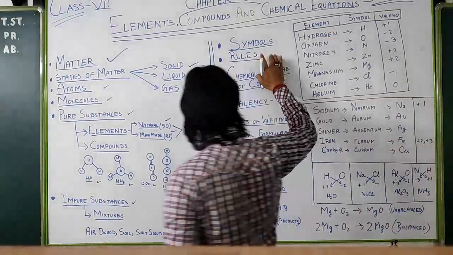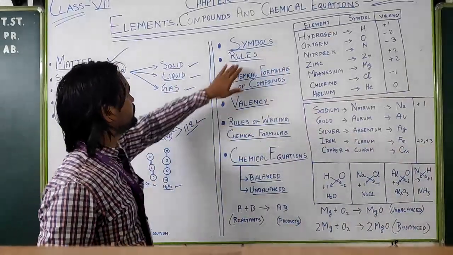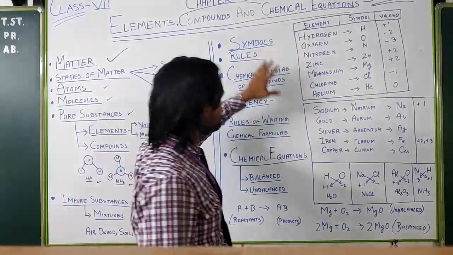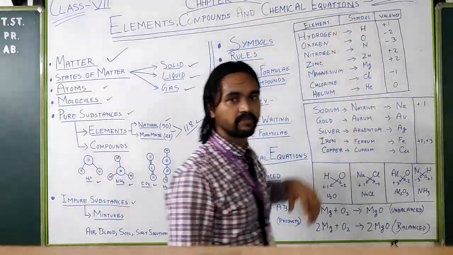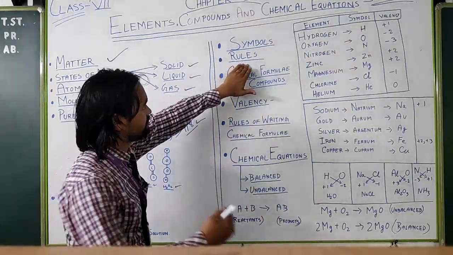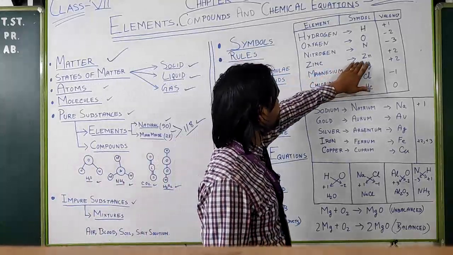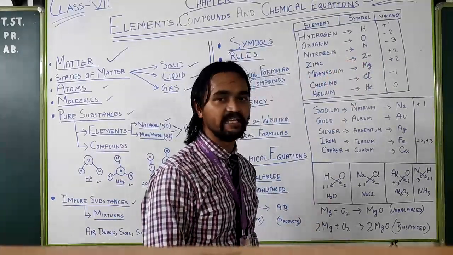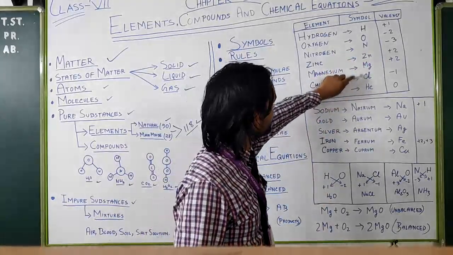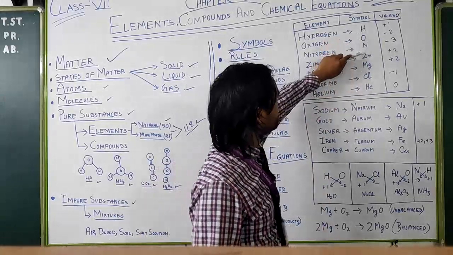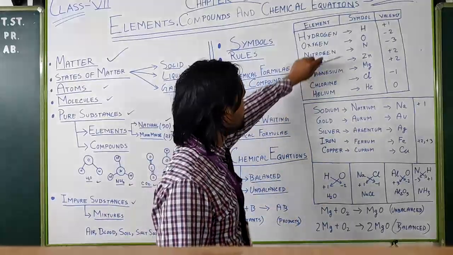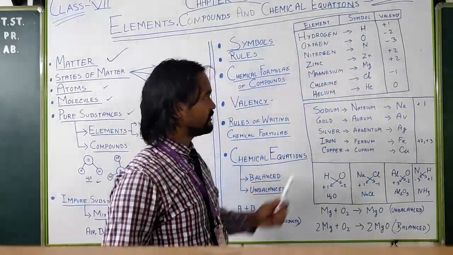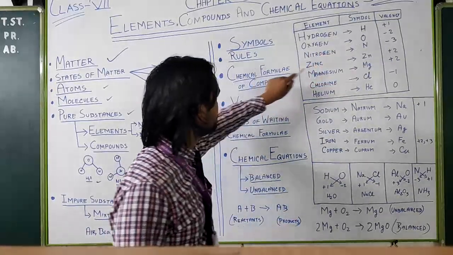And the rules, what are the rules? The rules are, first we have to take the first alphabet of the element and we must write it in capital form. The second alphabet will be written in small form. The first alphabet is always in capital letter, and the second one is in small letter. You have to remember the rules of writing that symbol.